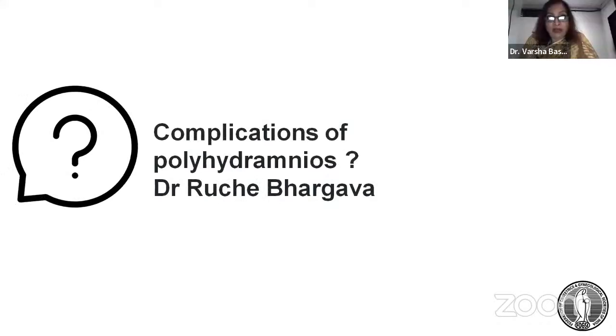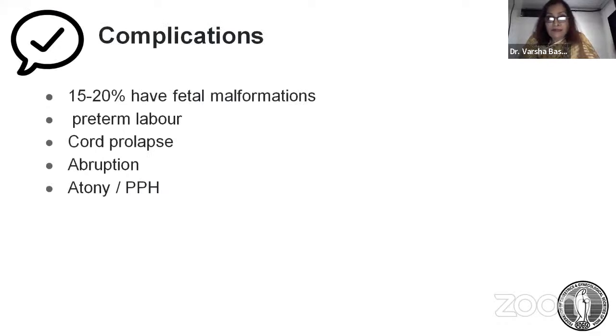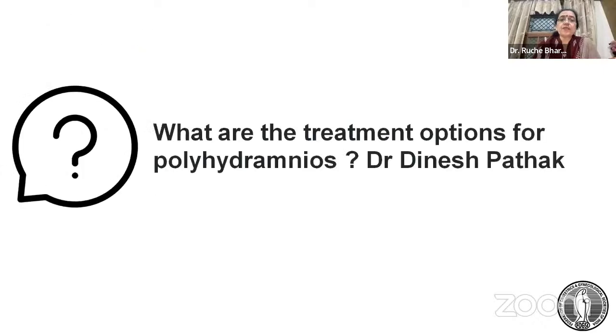Okay, Dr. Ruchi Bhargava, what are the complications of polyhydramnios? They can be maternal as well as fetal complications. If we are looking at the fetal complications, we have to keep in mind all the congenital malformations that can be associated with polyhydramnios, the aneuploidies, and also fetal malpresentation in labor. As rightly said, we can have sudden cord prolapse, we can have abruption, and of course preterm labor and PPROM both. And from the maternal point of view, we have to keep in mind the atonic uterus and PPH.